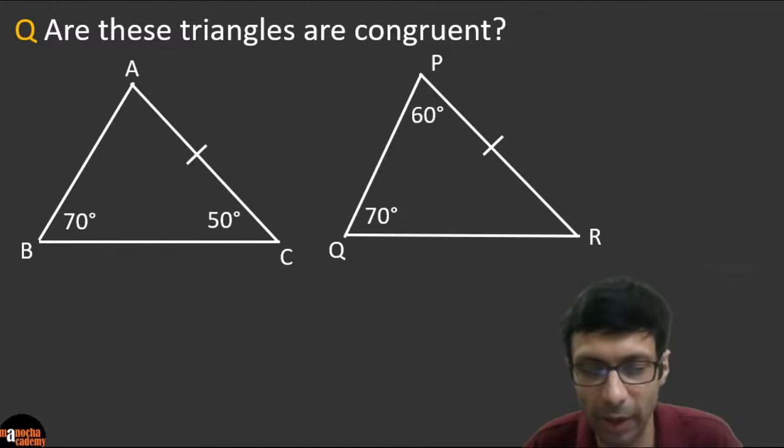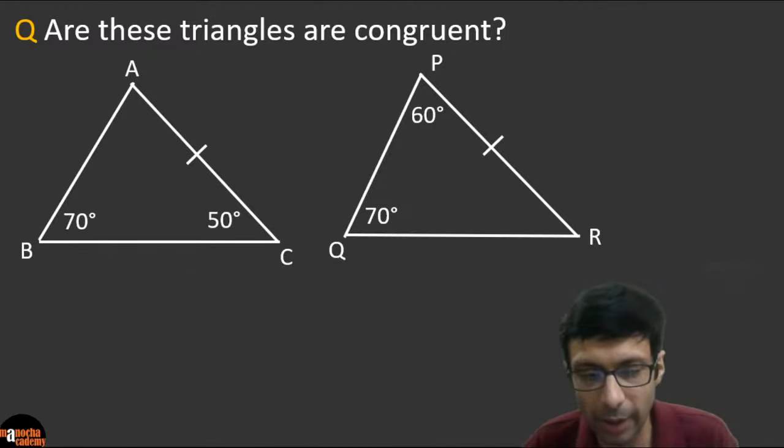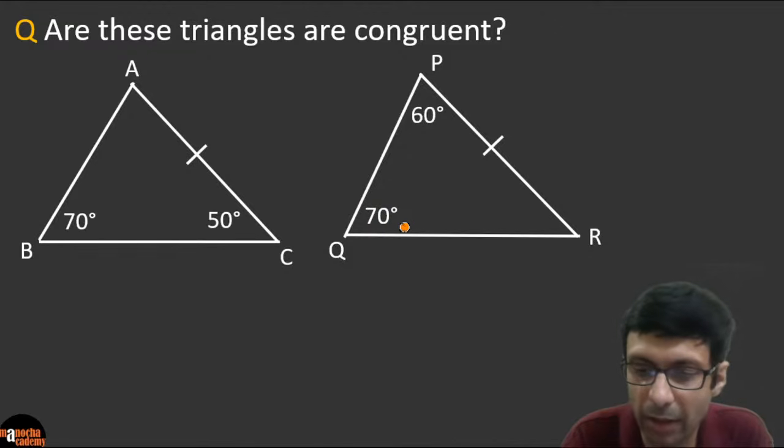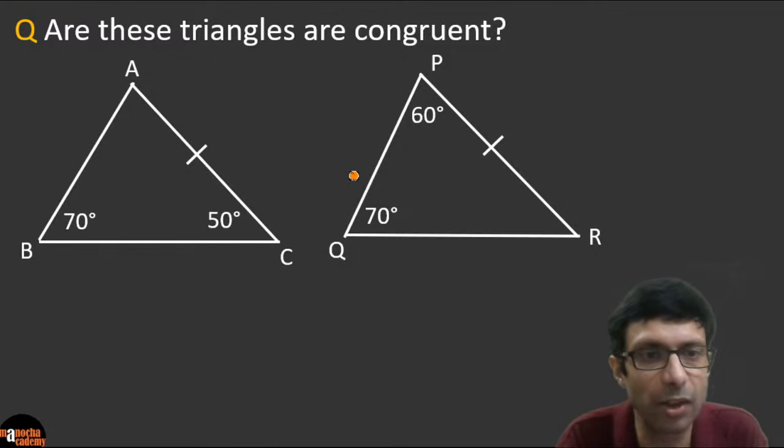So what do you guys think over here? What do we have? Some of you are saying congruent, some of you are not. If you take a look at this, we have 70, 50. It looks like two angles are given. So we have 70 degrees and 70, so one angle is equal. But if you take a look at this, we have the side is equal, but the other angle is not equal. So it looks like they are not congruent.